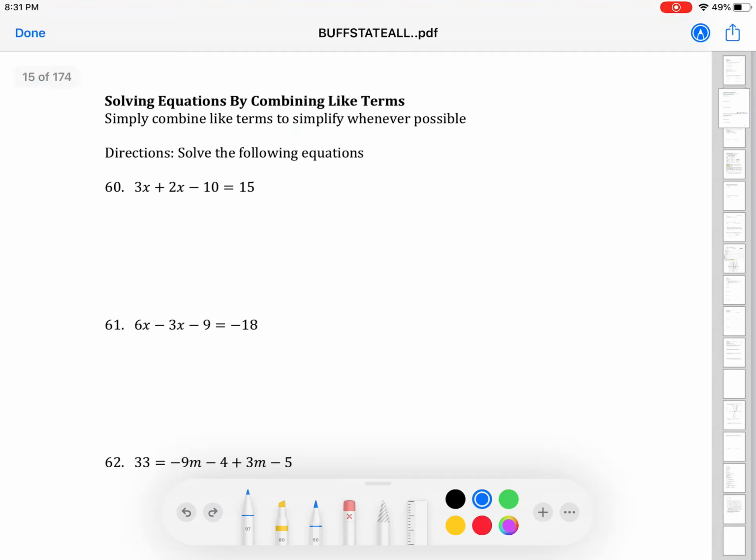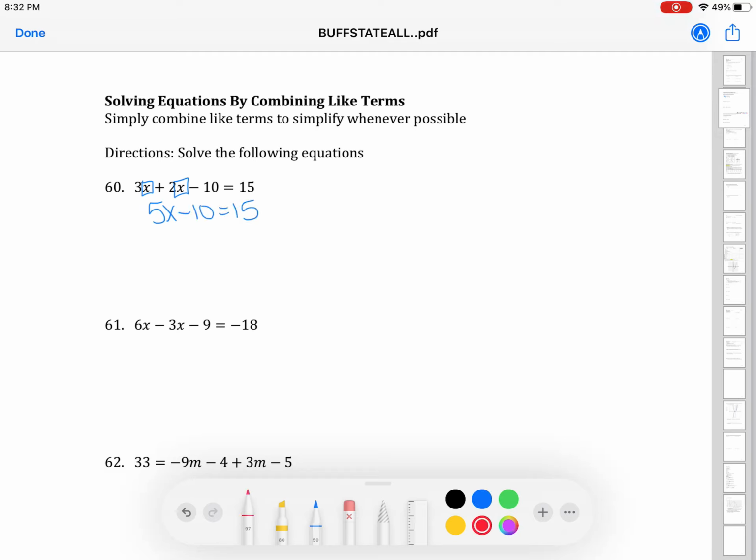So if you look at number 60, well, actually, I'll just go over this real quick. It says simply combine like terms to simplify whenever possible. So if you look at 60 right now and you're trying to think, I have to solve this equation, which means get x by itself, and you're like, oh my gosh, there's 2 of them. That's going to make it a lot harder, okay, unless you combine your like terms. You might be freaking out seeing 2 x's, like I have no idea how to solve when there's 2 of them. Just combine them. So you can combine these like terms.